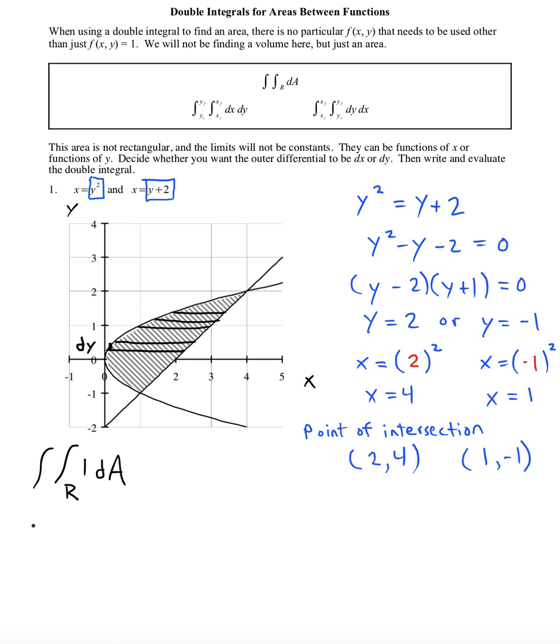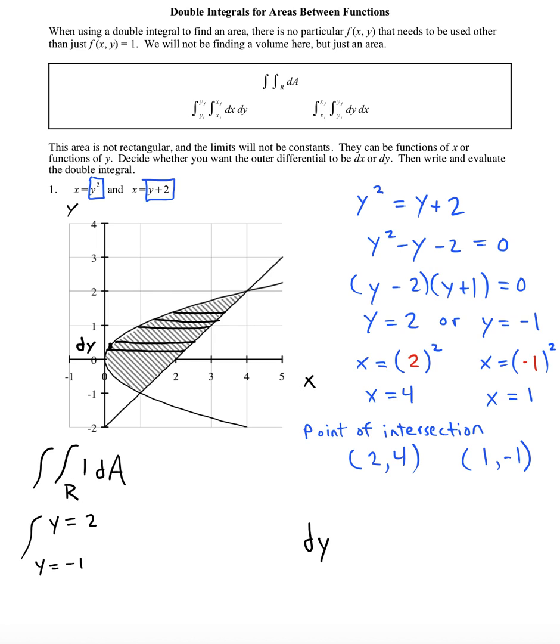That's it. But now we don't want to use dA. We'd rather turn it into either dx dy or dy dx. And since I'm cutting the strips up horizontally here, I'm going to make my limits from y equals negative 1 to y equals 2. And then on the other side, I just want to put a dy, and these are going to be like parentheses. Okay? That's the outer integration.